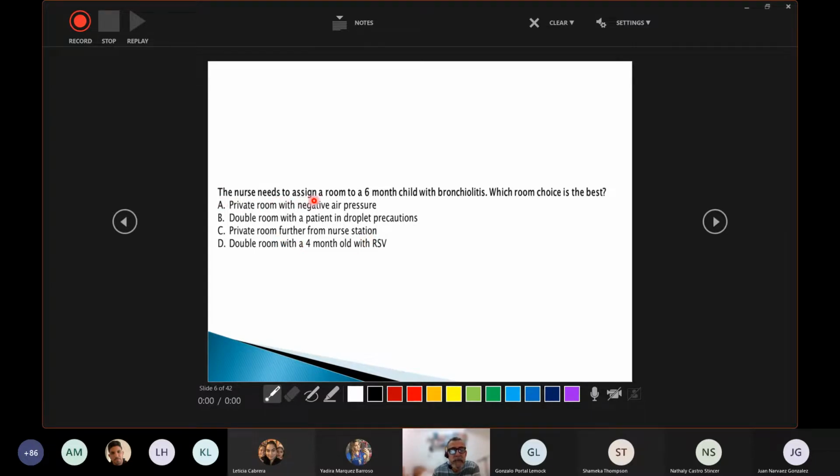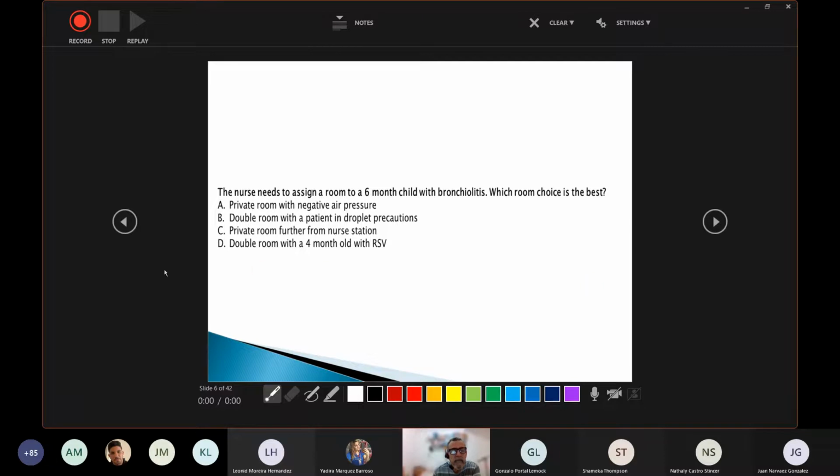The nurse needs to assign a room to a 6-month-old child with bronchiolitis. Which room choice is the best? Okay, so you receive a baby with bronchiolitis. In which room do you put this baby? Private room with negative air pressure, double room with a patient with droplet precaution, private room further from the nurse station, double room with a 4-month-old with RSV. What is the best answer?